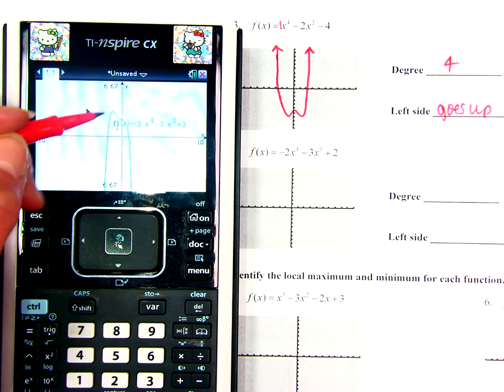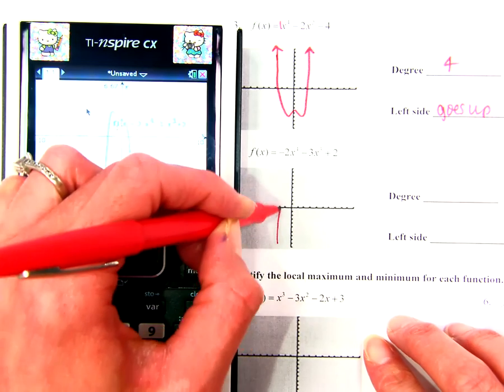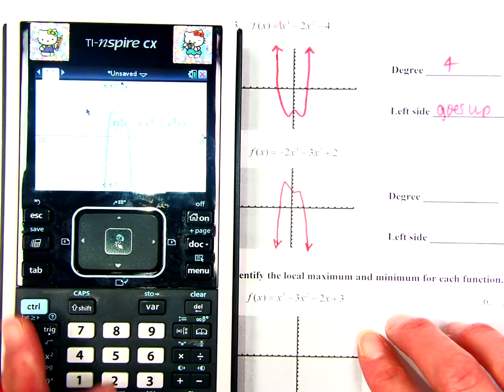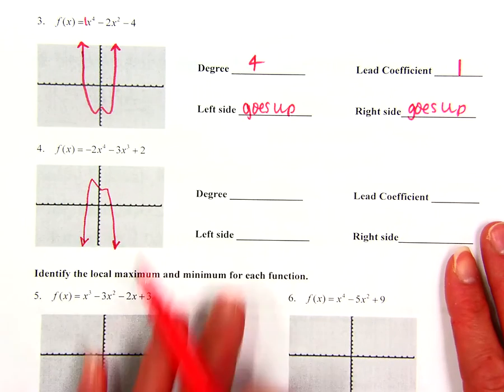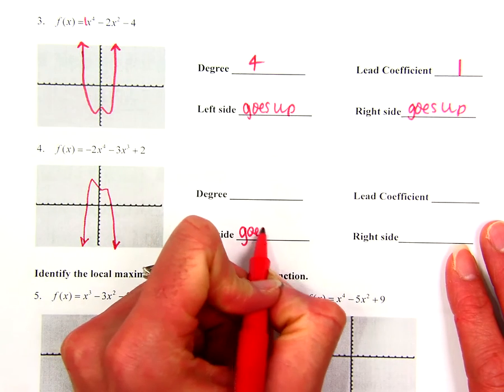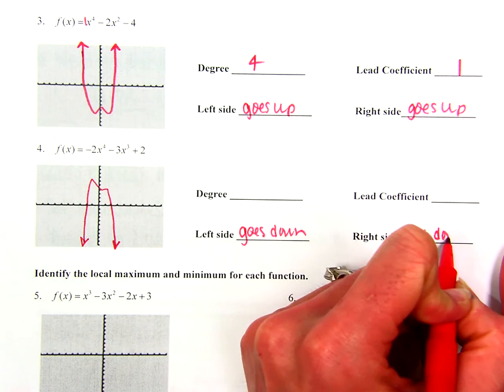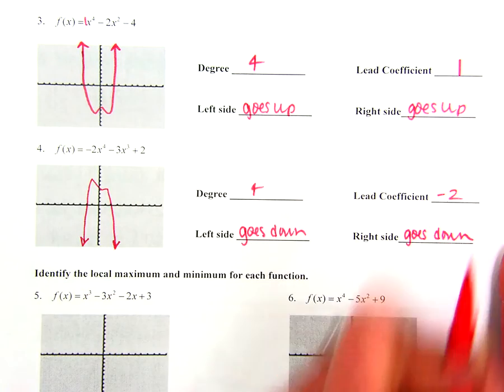Alright, so I'm going to hit enter, and now I've got my new graph, which is kind of like an upside down W. So I'm just going to draw, kind of looks like this, right? Okay, so here's my graph. On the left side, where does it point? It goes down. On the right side, it also goes down. Alright, and my degree is 4. This time my lead coefficient is negative 2.